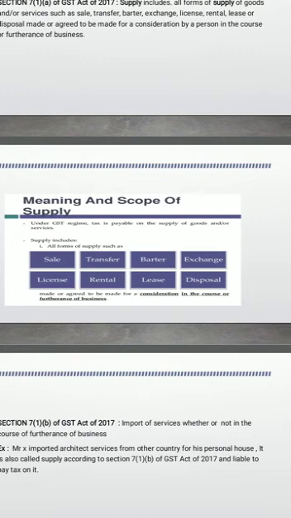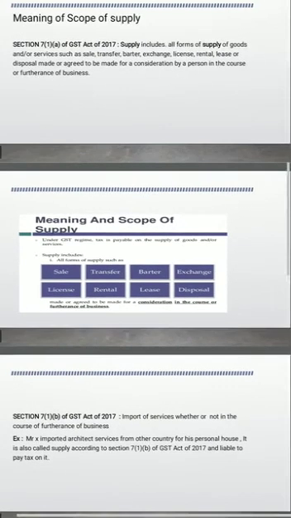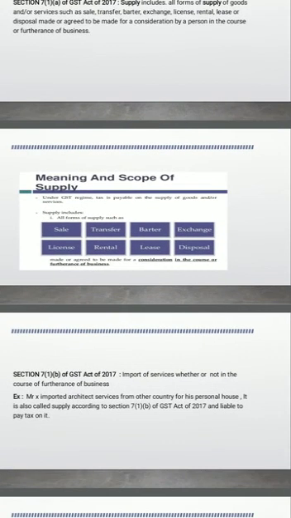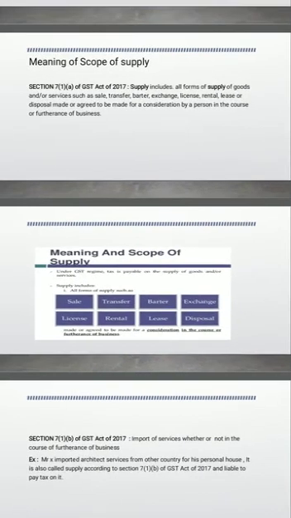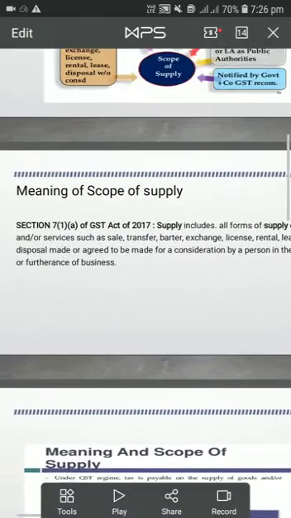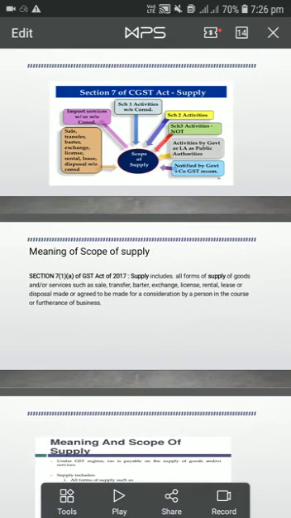It may be of 2 years, 3 years, 1 year, based on the agreement done between the parties. And disposal means shutting down of your business or completely closing your business. Here you have understood the terms now. You can see here, supply includes all forms of supply of goods and services.